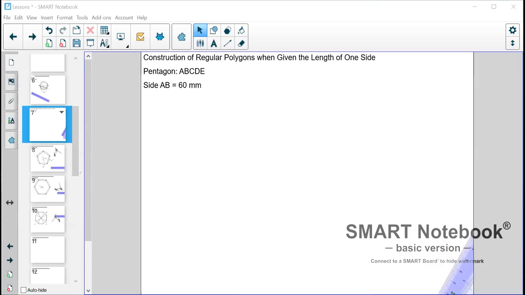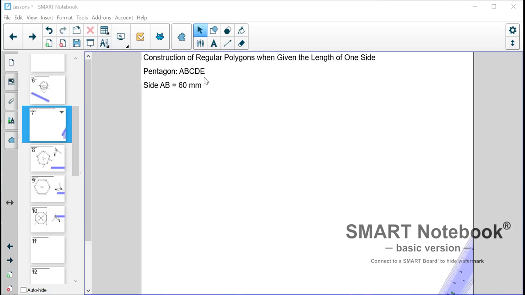Hello students. In this video I will demonstrate how to construct regular polygons when given the length of one side. This is also a universal method, which means that you can construct any given polygon using this particular method. Today we'll focus on a pentagon, and I will show you how you can obtain a hexagon, a heptagon, and all the other polygons using this method. I'll go straight into the steps.